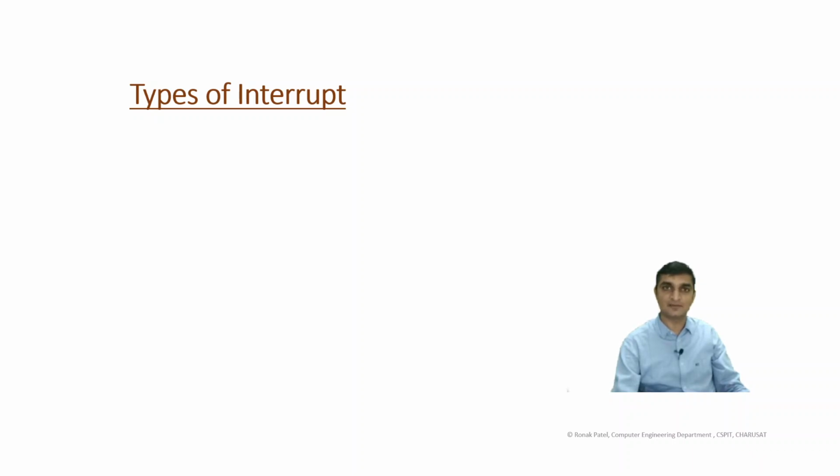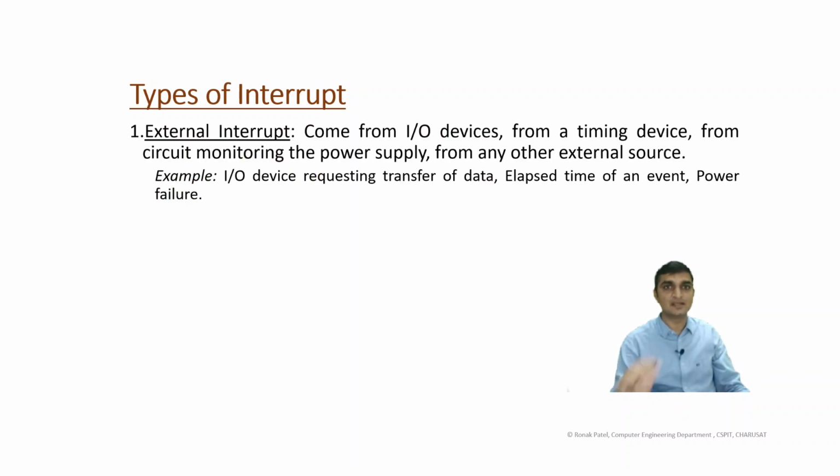There are three types of interrupt. The first one is external interrupt. This comes from the IO devices, from timing devices, from a circuit monitoring the power supply, or from any other external source, right? As an example, your IO device requesting transfer of data. That is an external interrupt, some elapsed time of an event. As I said, the copy is complete. At that time, it will generate the interrupt. That is called an interrupt.